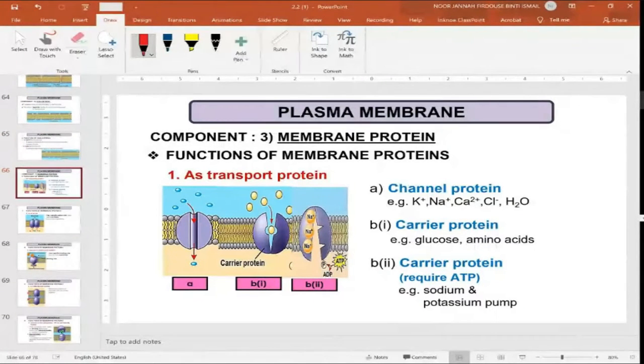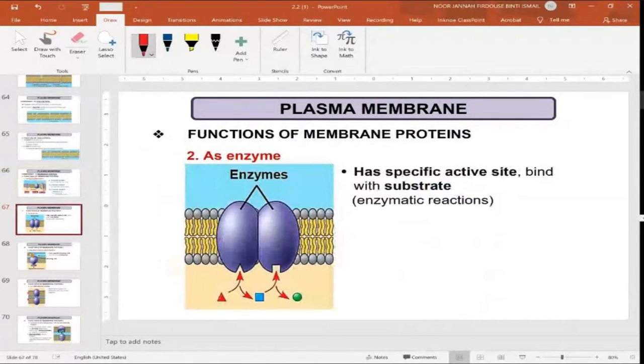Another component, the membrane protein. The main component of the plasma membrane is protein. So protein has a diversified function in our plasma membrane. Pertama sebagai transport protein. Jadi transport protein yang jadi channel, jadi carrier protein ataupun sodium potassium pump. Itu semua ada pada plasma membrane lah.